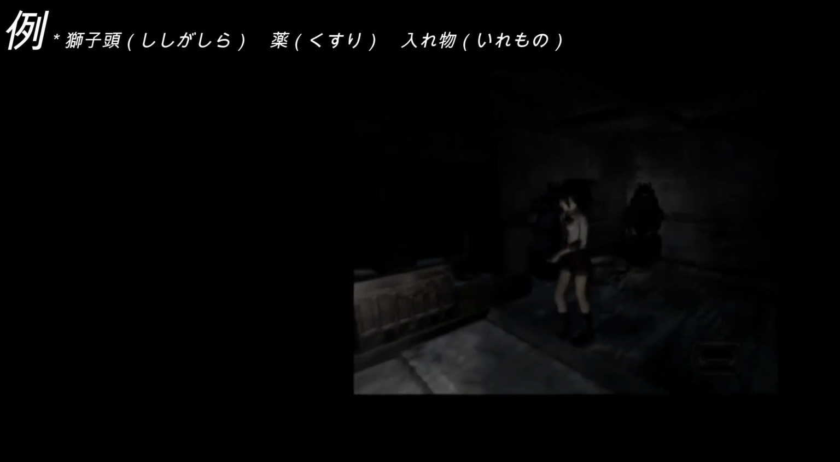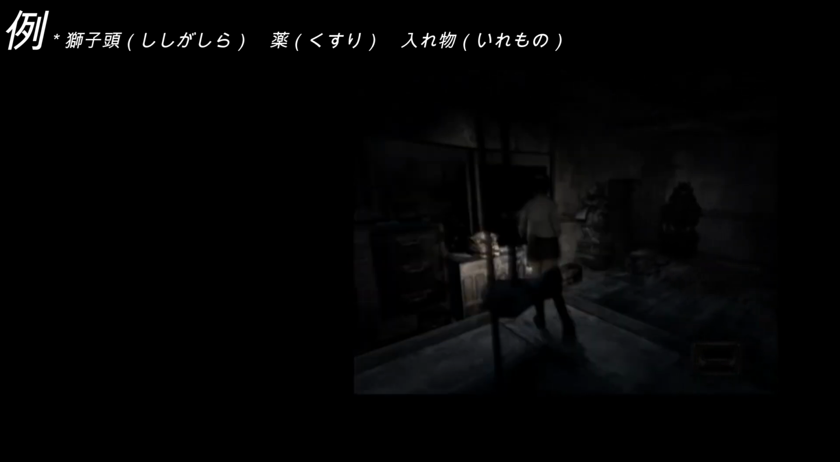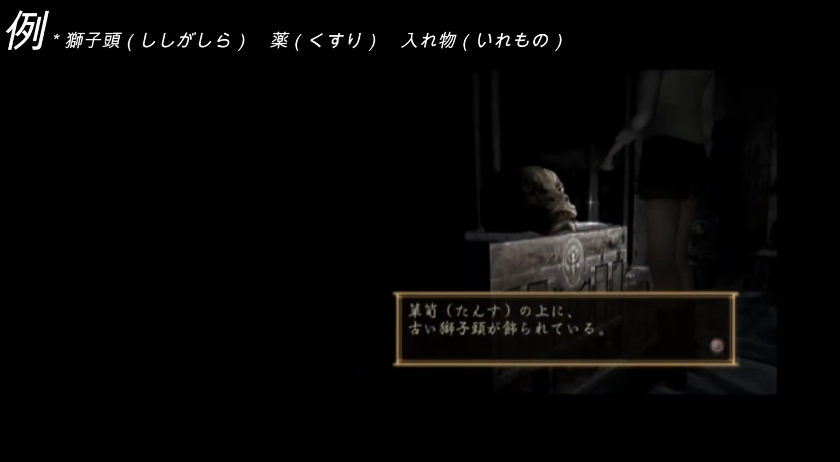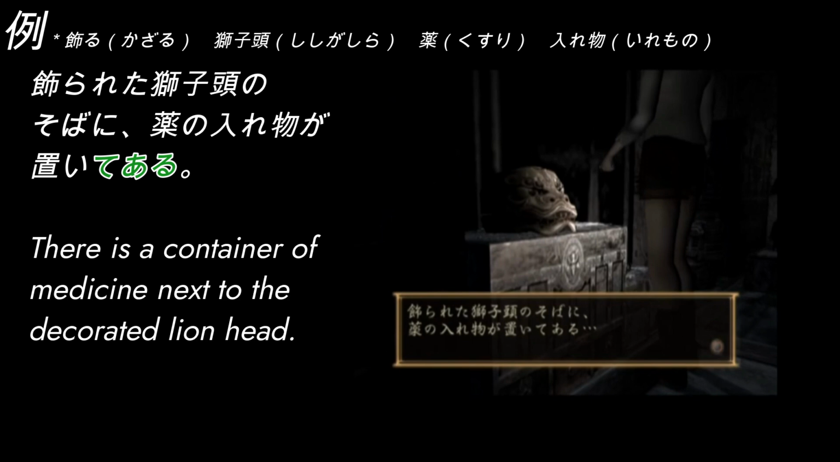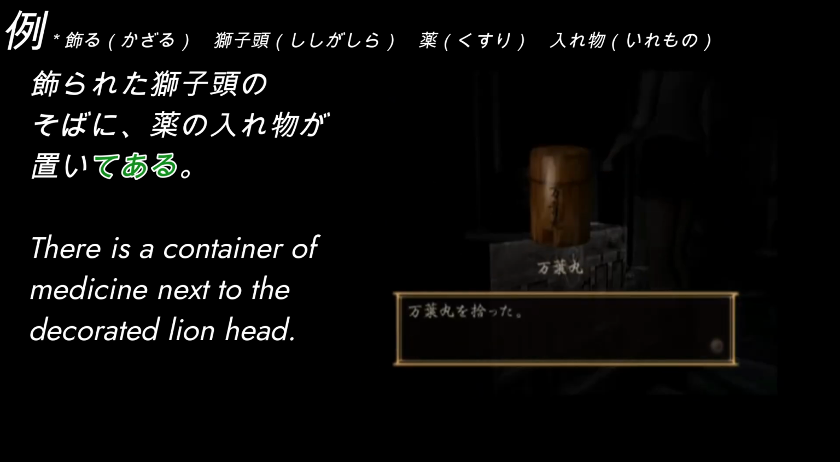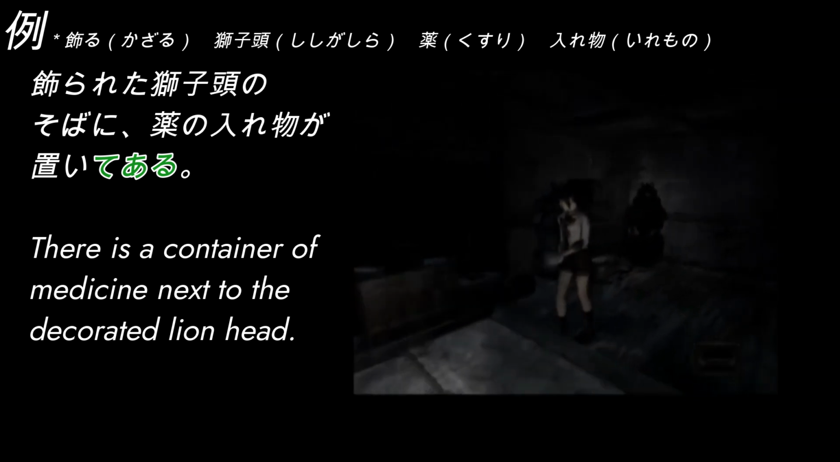Or using Fatal Frame as material. Let's see what it says this time. This time, the character we control discovers something by a lion head decoration. 飾られた獅子頭のそばに薬の入れ物が置いてある. There's a container of medicine next to the decorated lion head. Oh, it's manual gun. Please remember this name. We will use it later.